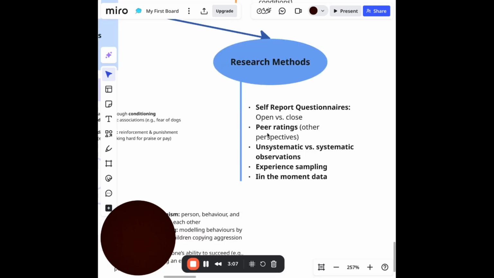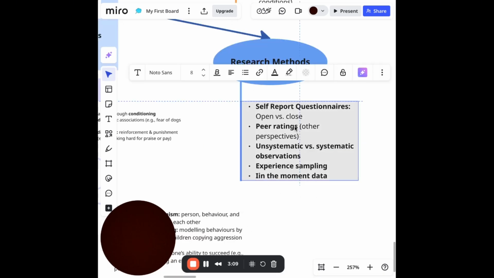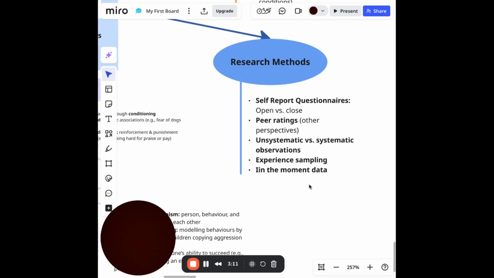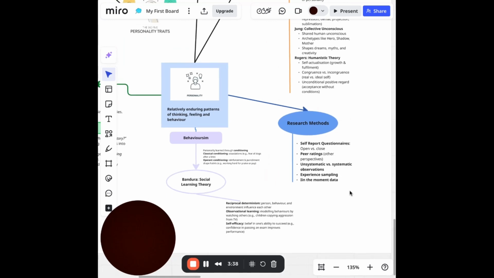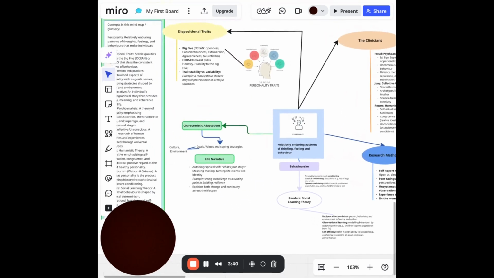Finally, we have research methods. So these research methods for personality can include self-report questionnaires. These can be open versus closed, peer ratings, observations, experience sampling, and biological measures. These tools allow us to study personality systematically. So altogether, this mind map links together traits, adaptations, life stories, and clinical theories.